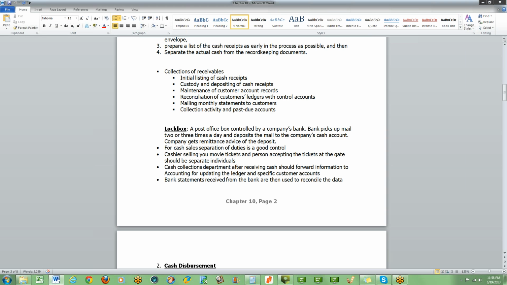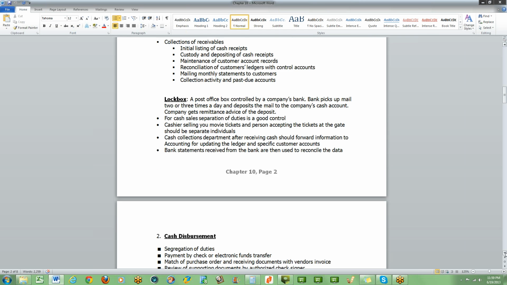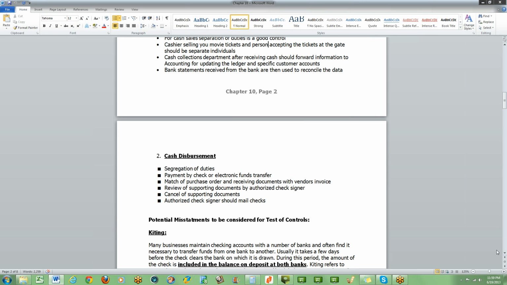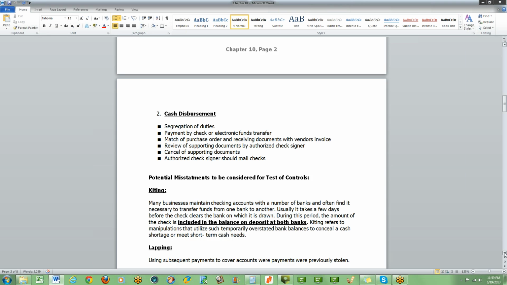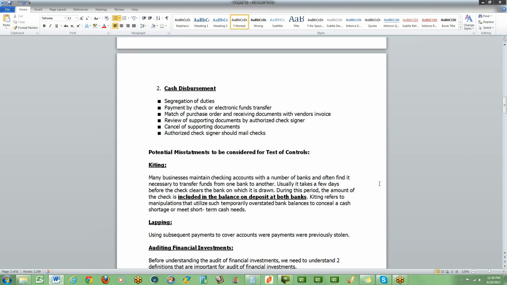Okay, so lockbox, you'll see a few multiple choice questions on that. The best and safest way for retail stores and those kinds of businesses where cash is handled, segregation of duties is the best way to avoid fraud. Okay, and so that was the cash collections, and then you have cash disbursements. Over here also segregation of duties matters.